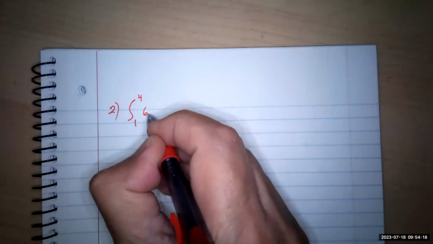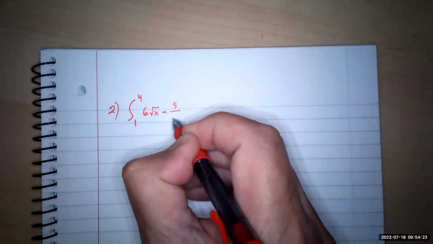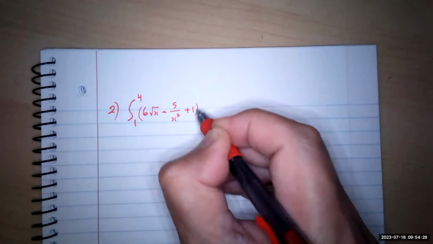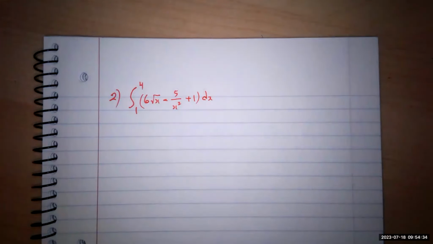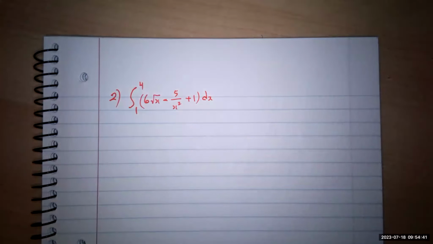See how about this one? Integral from 1 to 4, 6 radical x minus 5 over x squared plus 1 dx. You see this one? Remember, without 1 and 4, we did it before. But you got 1 to 4. So this is a definite integral again. Maybe area under the curve or maybe something else.